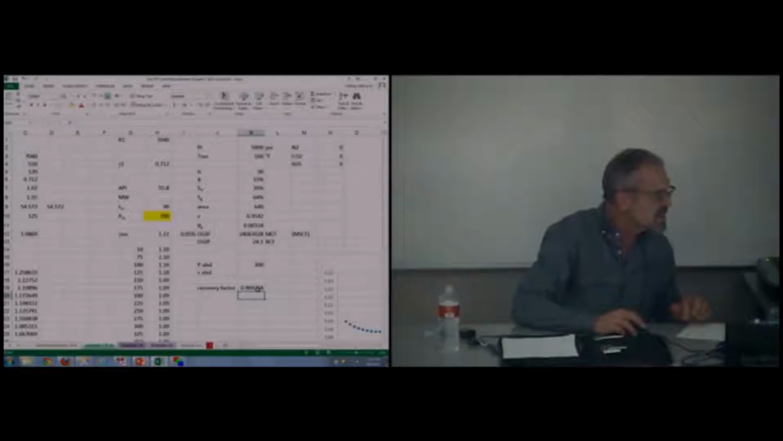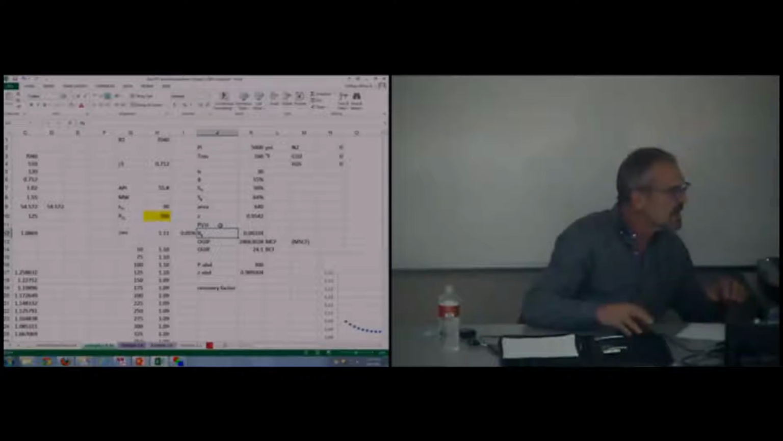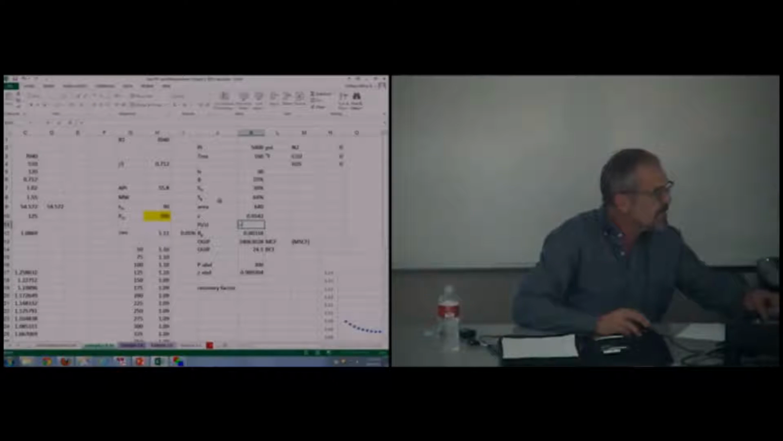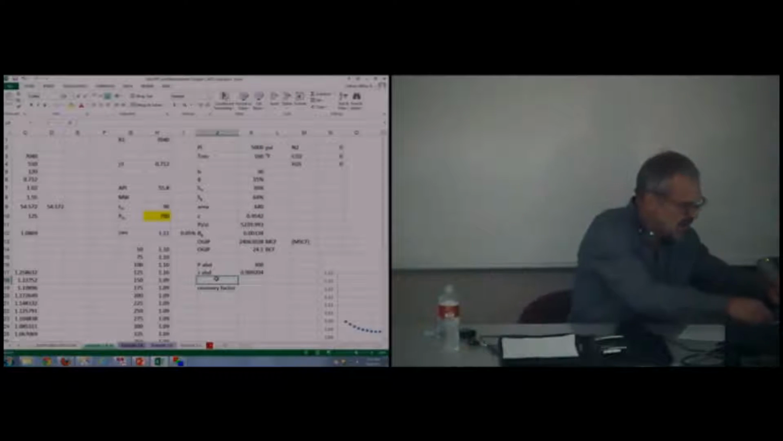Except I put this in here. Okay. Now, for both of these, I need P over Z. I'm going to call this PI over ZI. That's pretty straightforward, isn't it? And this I'm going to call P abandonment over Z abandonment.